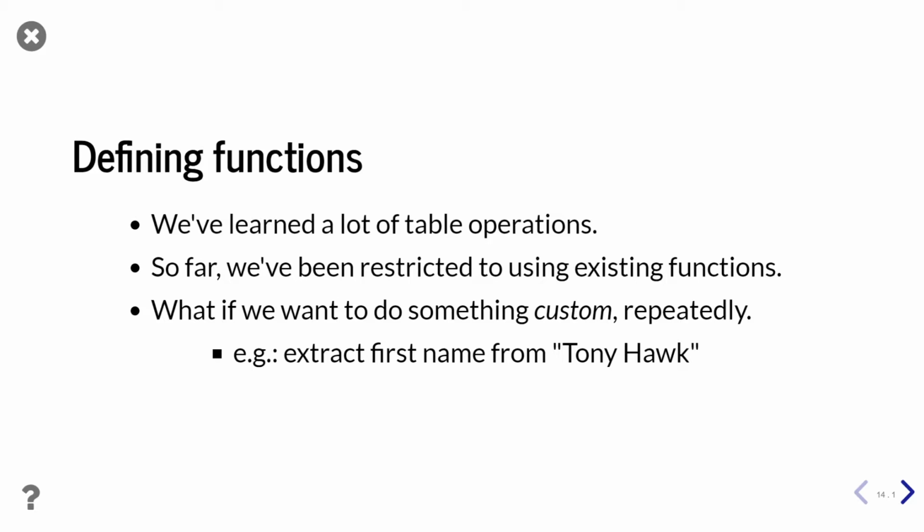But what if we want to do something custom, something that isn't included in these libraries, and we want to do that thing over and over and over again? So for example, we have a bunch of strings. We have a table with a column consisting of names, first and last name, and we want to extract just the first name. Like for example, we want to extract Tony from Tony Hawk. How do we do that?